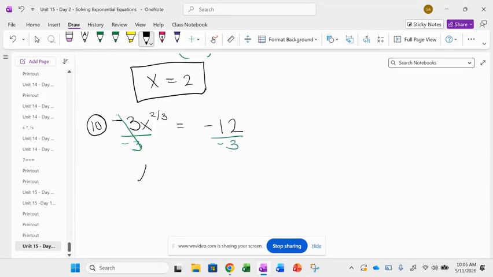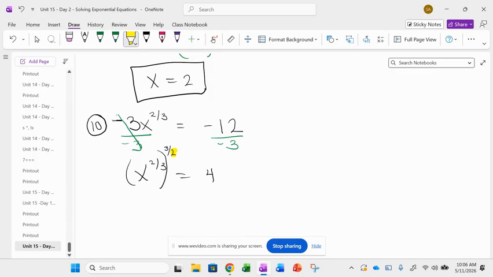So now we'll end up with x to the 2/3 equals positive 4. Now that whatever quantity is the exponent is being raised on is by itself, now I can solve for x. So I have x to the 2/3. What am I going to raise that to get it to cancel? X to the 3/2.